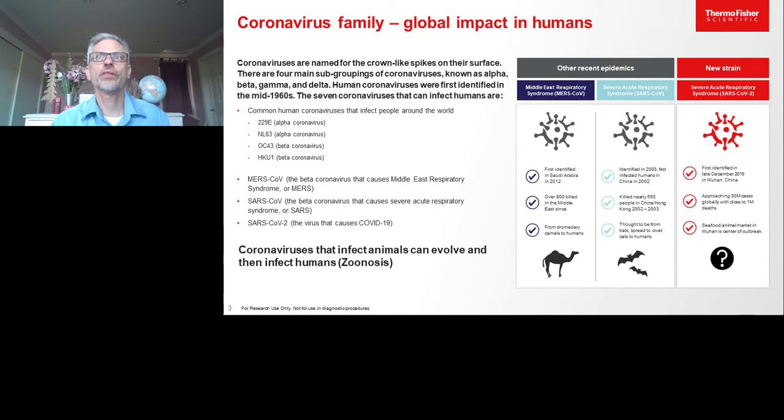And now we're dealing with the latest strain, SARS-CoV-2, first identified at the end of 2019 in Wuhan, China, and to date has infected approximately 30 million people around the world. I think we just passed the 30 million mark the other day, and we have close to 1 million deaths globally.